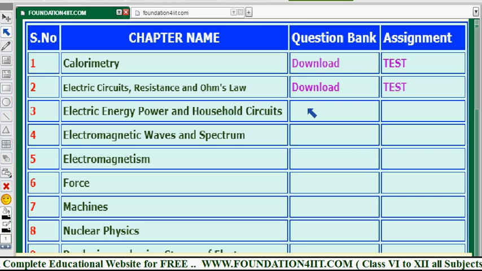For all the chapters, instead of conducting the entire subject at a time, you can conduct the test chapter wise using these assignments, and the information is given very clearly in these question banks, right?